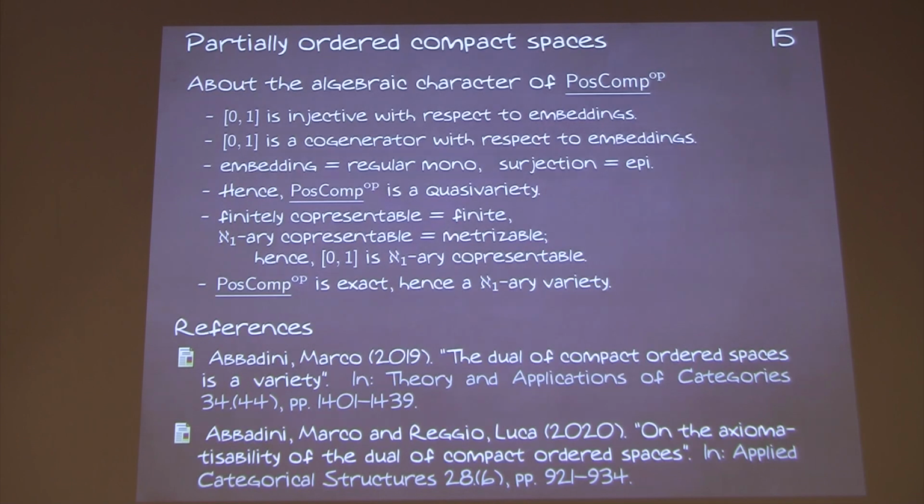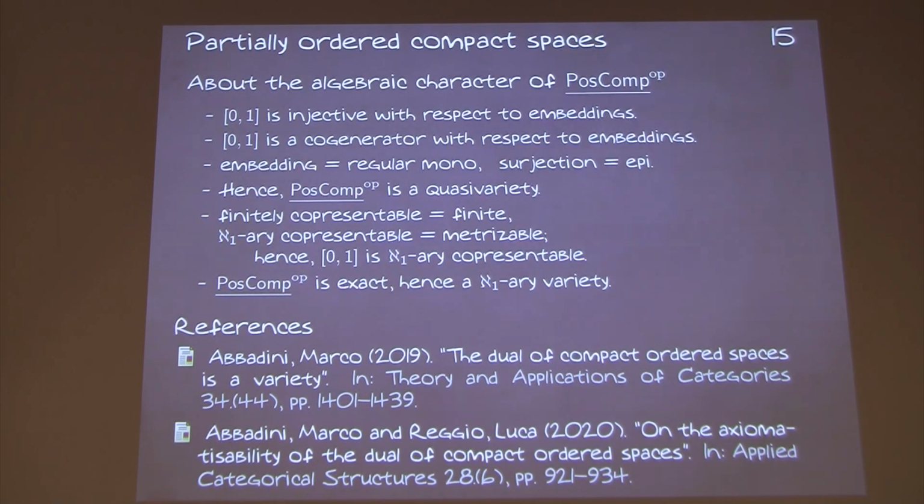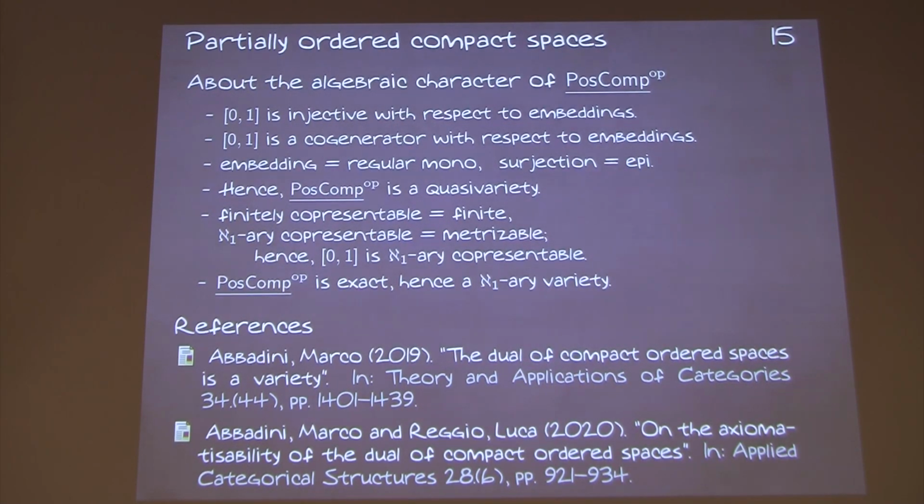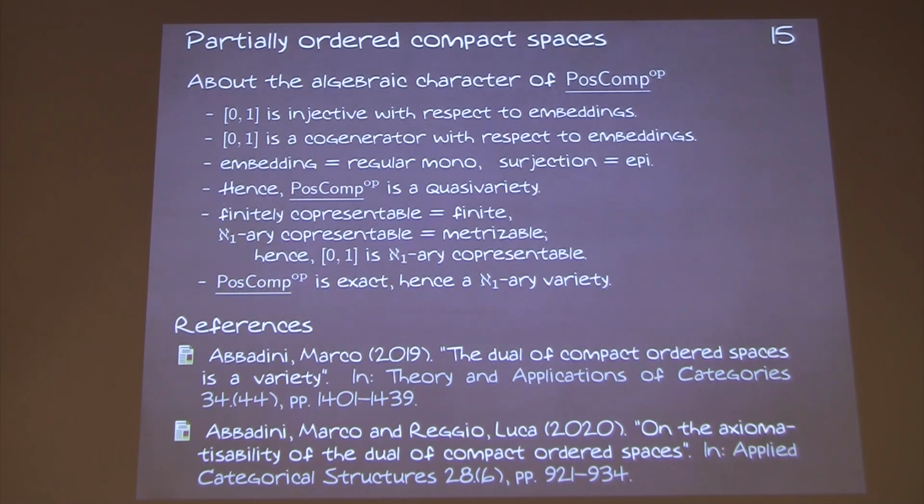Marco gave the first proof based on MV-algebras, and later in a joint paper with Luca Reggio, they had a more difficult proof of this fact. Okay, so we know that the dual of partially ordered compact Hausdorff spaces is a variety. Now we are wondering how the dual category looks like. There are, of course, several approaches. What I want to tell you here is our approach.